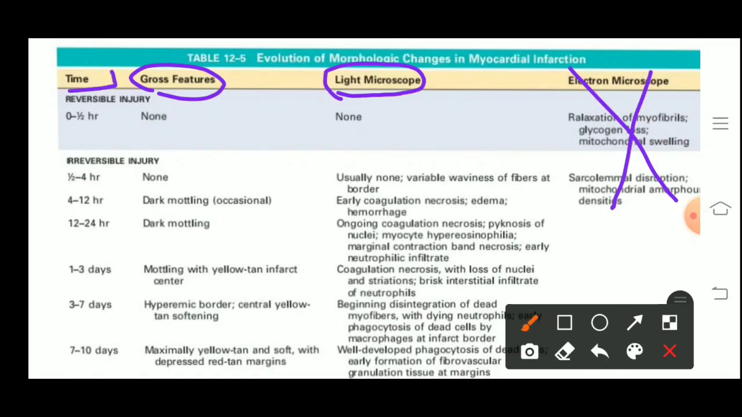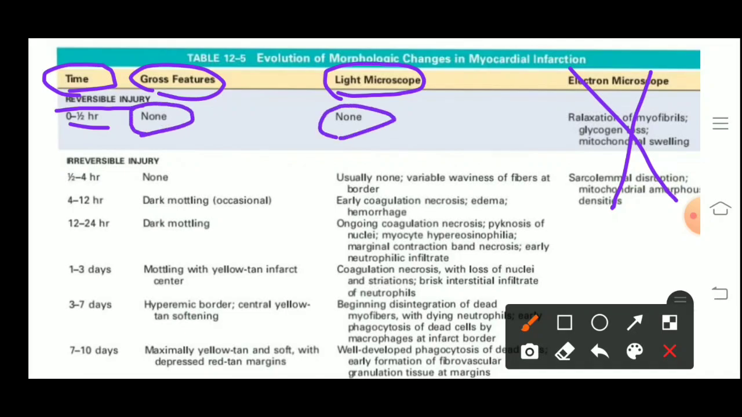And here, time refers to the time after infarction, that means how much time has passed after the infarction. If you see here, initially there will be reversible injury due to ischemia. In this, at 0 to half an hour, there will be no gross features and no light microscopic features.